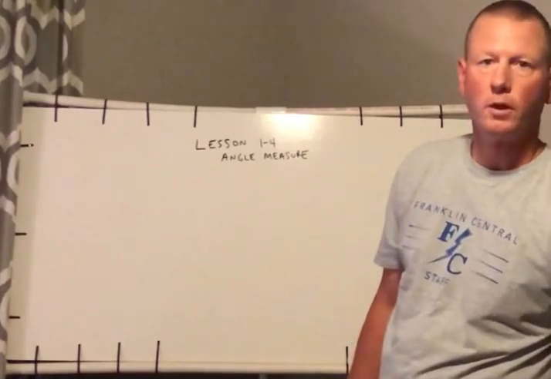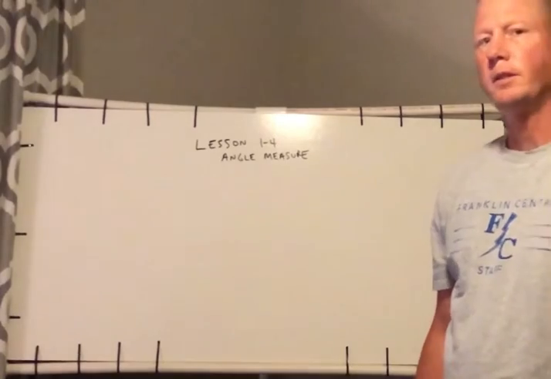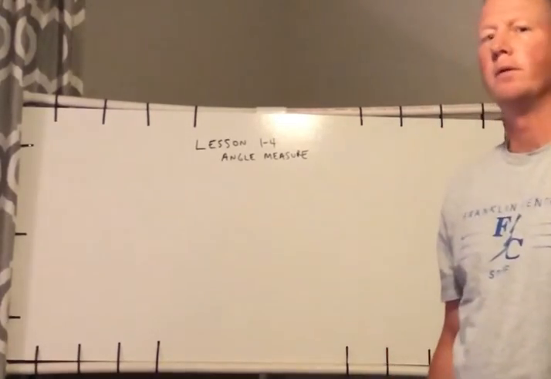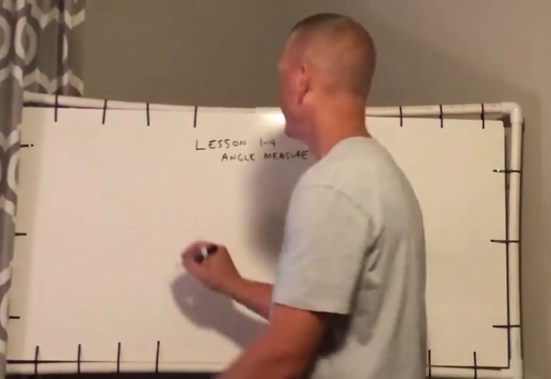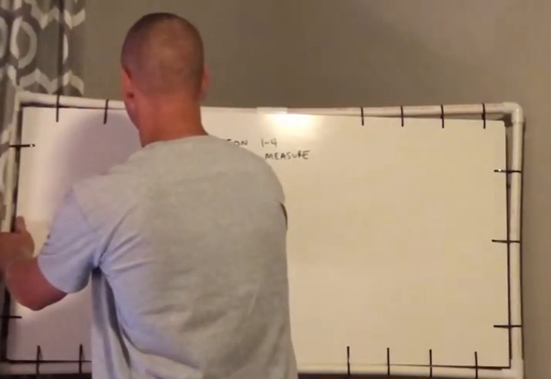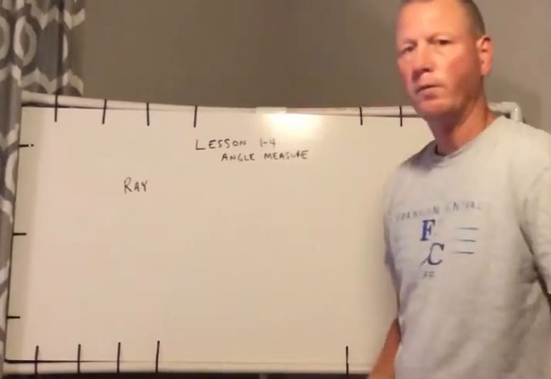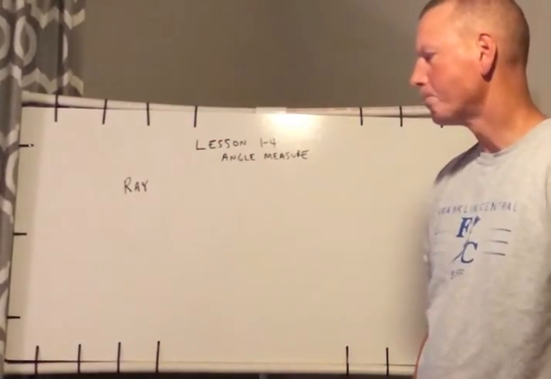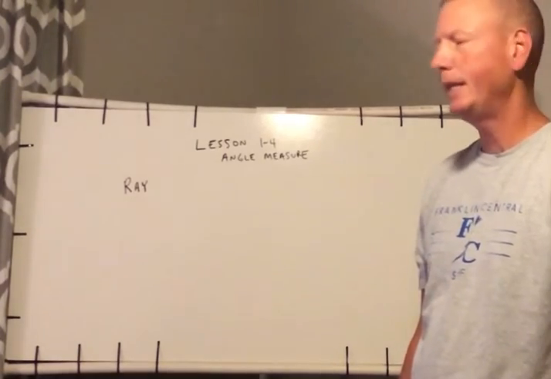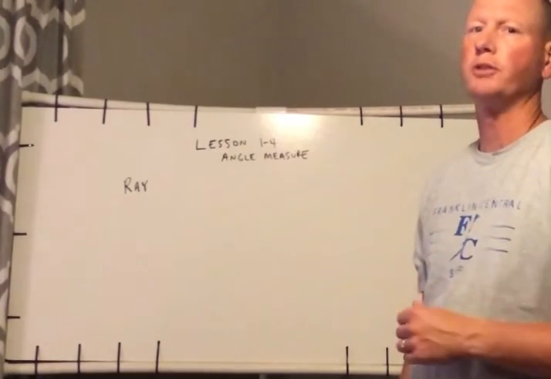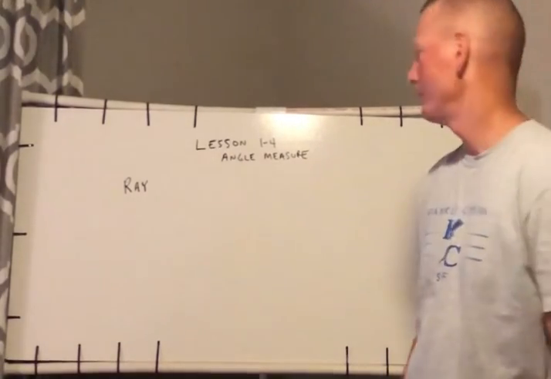Okay, this morning we're going to talk about lesson 1-4, which is angle measure. In this lesson we have to discuss a number of vocabulary terms, and the first one we're going to talk about is ray. Again, we've already talked about what a line is. So we say a ray is a line that extends in one direction infinitely from a point.